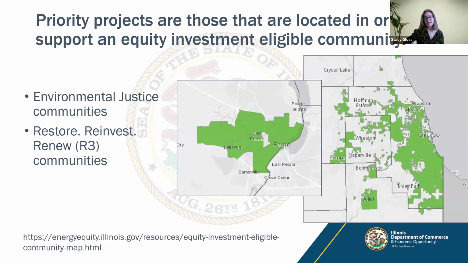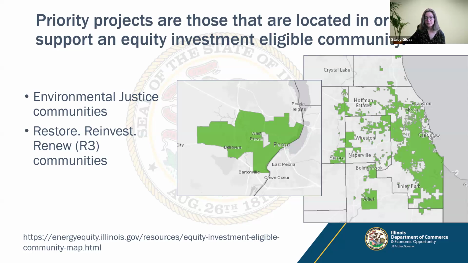CEJA will benefit communities and groups of people throughout the state with a specific focus on equity investment eligible communities, which include Restore, Renew, and Reinvest, or R3 communities, and environmental justice communities. An R3 community is one that has been harmed by violence, excessive incarceration, and economic disinvestment. An environmental justice community is one where residents have historically been subject to disproportionate burdens of pollution.